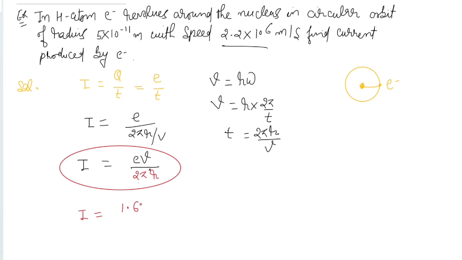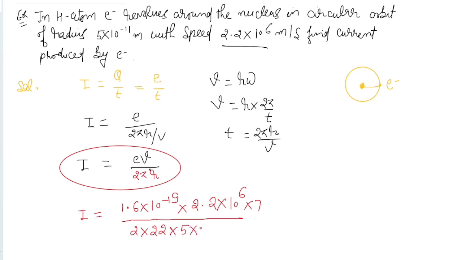चार्ज ऑफ इलेक्ट्रॉन इज 1.6 into 10 raised to the power -19 coulomb, multiplied by speed. Speed is what? 2.2 into 10 to the power 6. This will be the speed of electron. And now you will get 2, or what is the value of pi? Pi is 22/7. So this will be 22, और 7 को थर्ड रेशियो में है तो ऊपर लिखा है into 7. And what will be the radius? Radius is 5 into 10 to the power -11. This will be the radius.